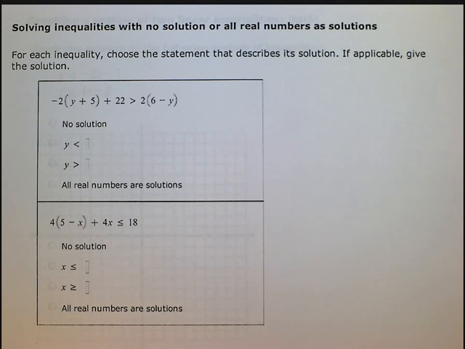Solving inequalities with no solution or all real numbers as solutions. For each inequality, choose a statement that describes its solution. If applicable, give the solution.